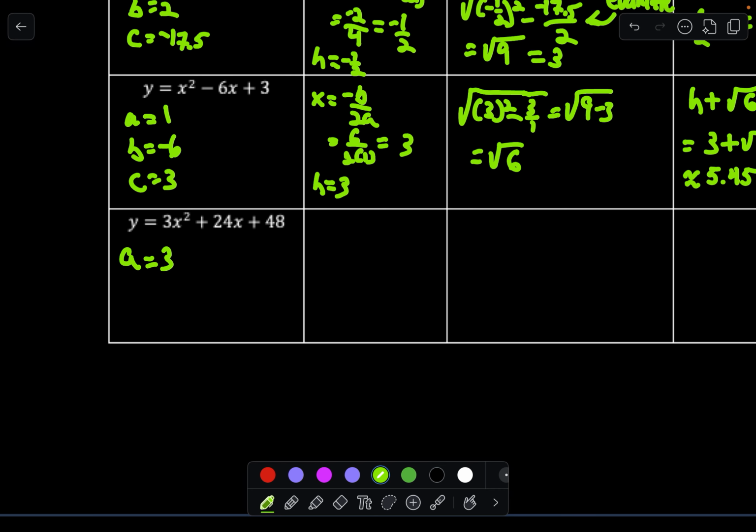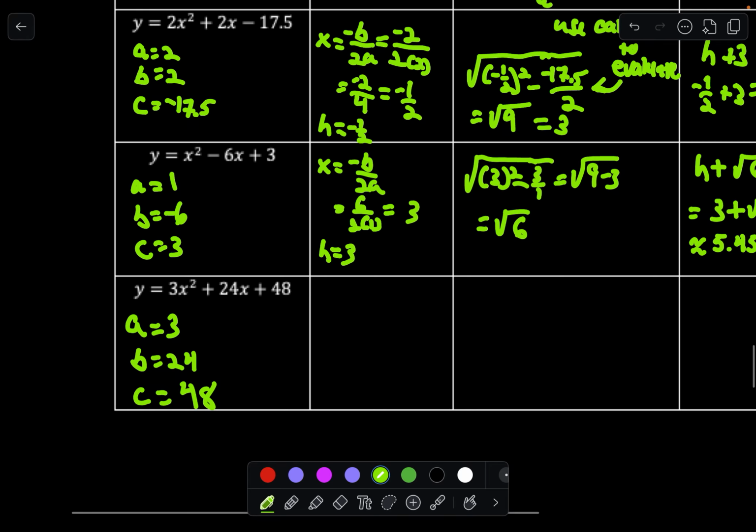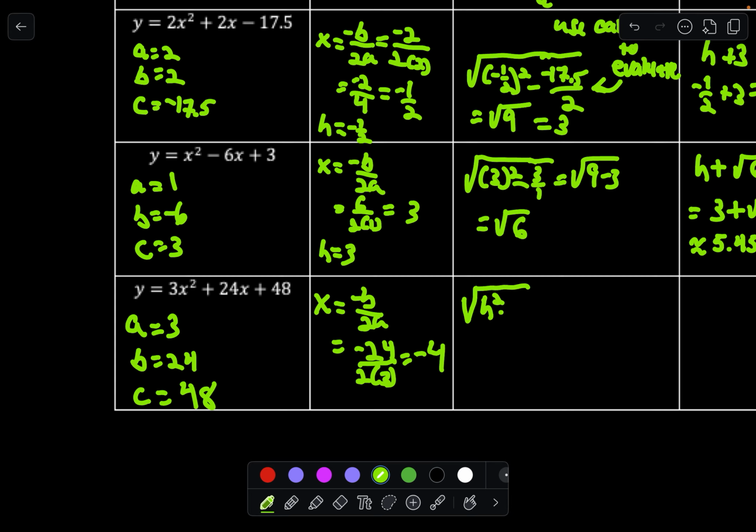A equals 3, B equals 24, and C equals 48. So let's find our H value, our vertex. X equals the opposite of B over 2A. So that's going to be the opposite of 24 over 2 times 3. All right. Negative 24 divided by 6 equals negative 4. And that's H. So now we have the square root of H squared minus C over A.